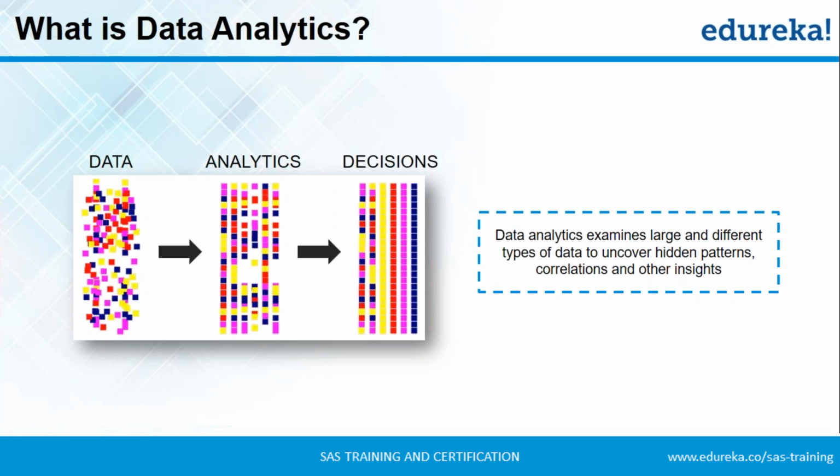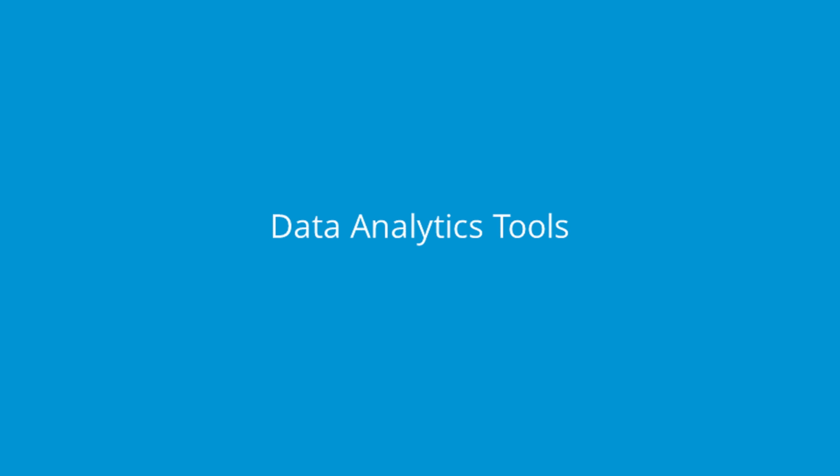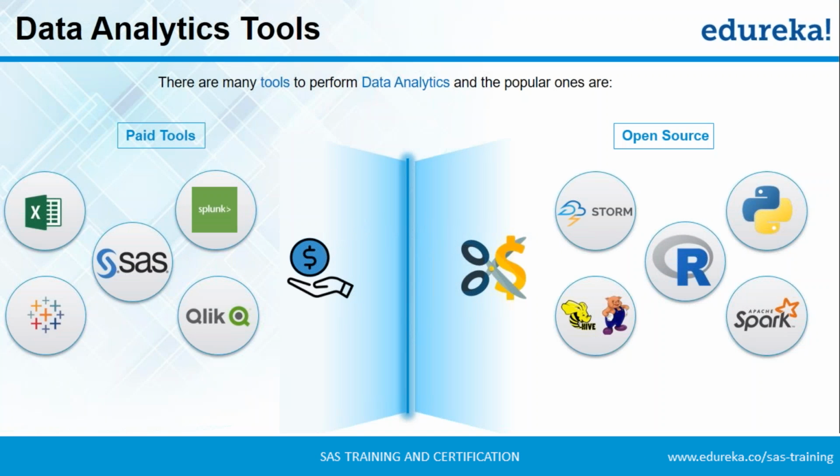Having said that, I was talking about tools that can be used to perform data analytics. So let's move on and understand what the different tools are. Data analytics tools are of two kinds. One is the paid kind, wherein you have to pay for the software or tool that you're trying to use, and one is open source. In paid tools, you have Excel, Splunk, QlikView, Tableau, and SAS. In the open source part, you have R, Pig, Hive, SparkR, Python, and other tools as well. Now, today we are going to discuss SAS, right?